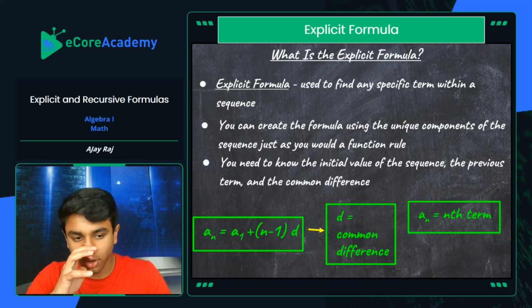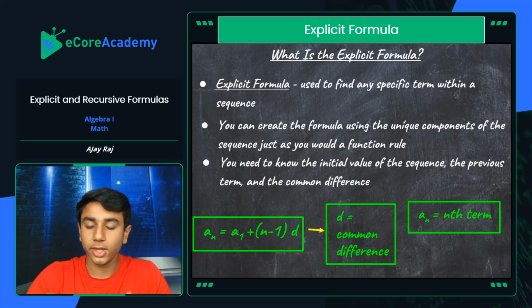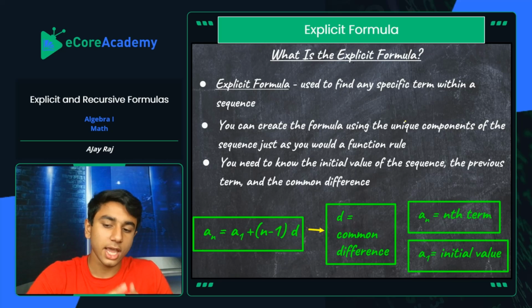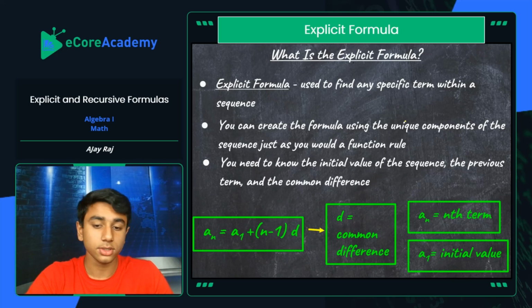And then a of n is going to be your nth term, the term that you're actually looking for. We can substitute that for any variable like x. And then of course a of 1 is going to be the initial value or the very first value of the sequence. And then of course, just as a side note, n minus 1 is just going to be your previous value. It's not going to be in subscript form, essentially.